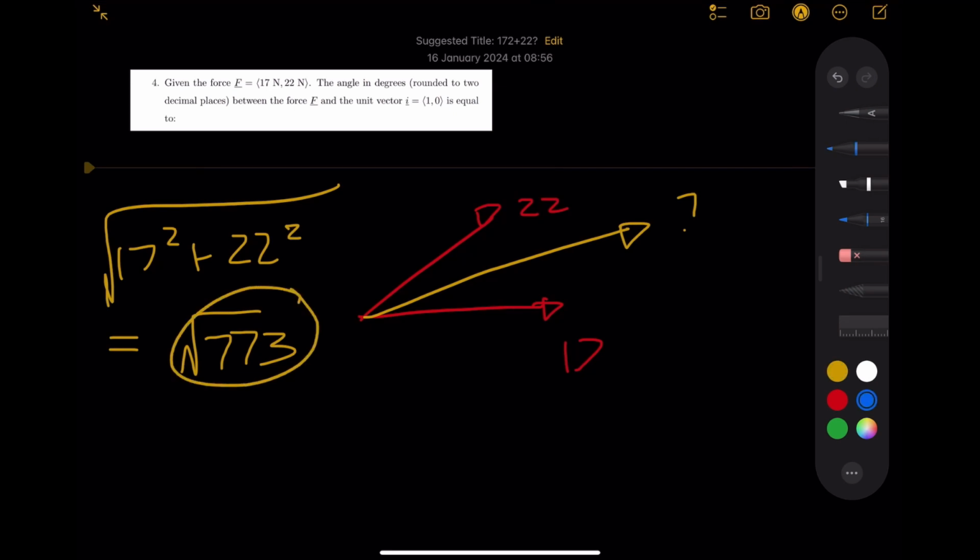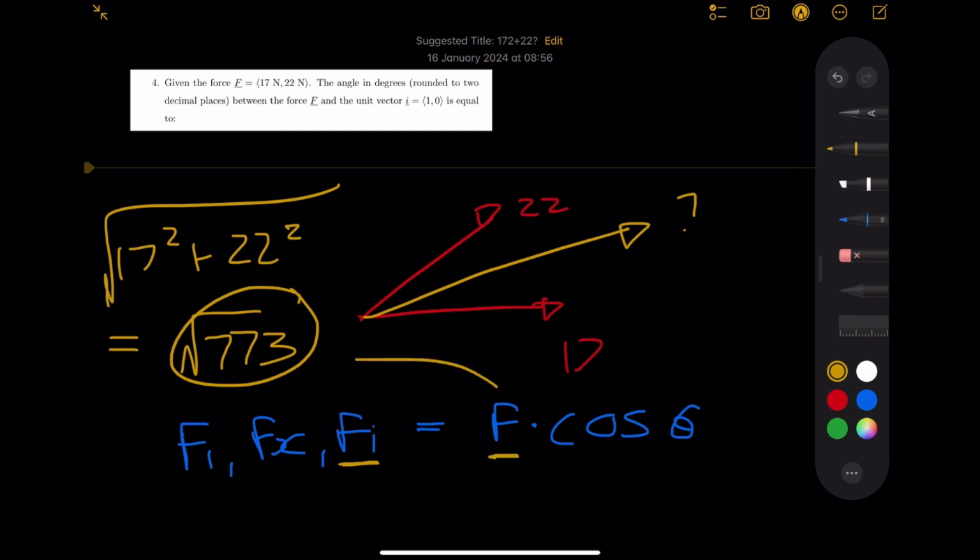And then if you remember our formula from the previous lecture, we had F1 or Fx or F of I, and the reason why F of I is here is because the unit vector I refers to the horizontal component, or the x axis, right? All of this is equal to F multiplied by cos theta. Now we're given what F of I is equal to. It's 17, and we're given what we calculated F is equal to, which is this number over here. What we need is this over here, right?